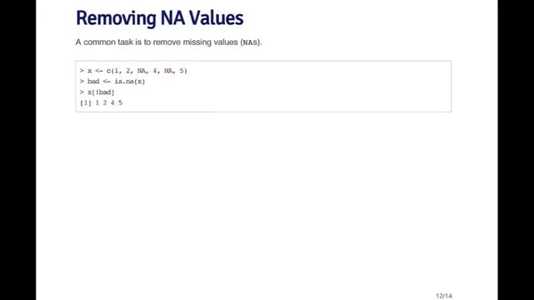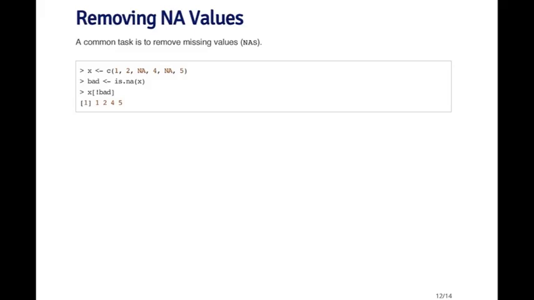The last thing I want to talk about is removing missing values or NA values from an object. This is a very common operation in data analysis because most realistic data have lots of missing values. And so the way you can do this for either a vector or a matrix or a data frame is you want to create a logical vector which tells you where the NAs are, so that you can remove them by subsetting. So here I've got a vector x.